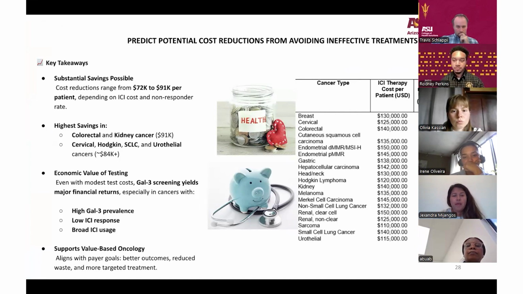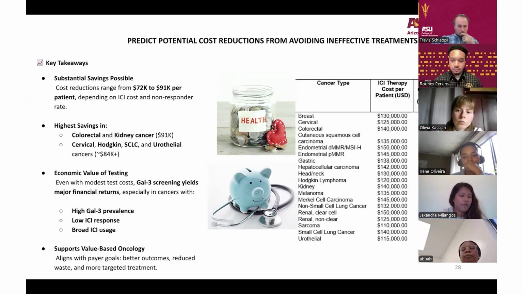So when we were looking at this table, we're finding the roughly usual amount of the ICI therapy cost per patient annually for the 20 different types of cancers that we have been researching in this project. And then we have the potential cost reduction by multiplying this by the estimated non-responder rate. So this is the one for each individual patient. This would avoid the high cost of ineffective ICI therapy.